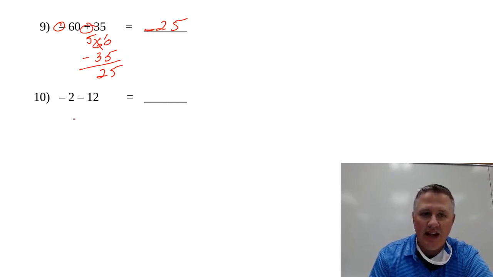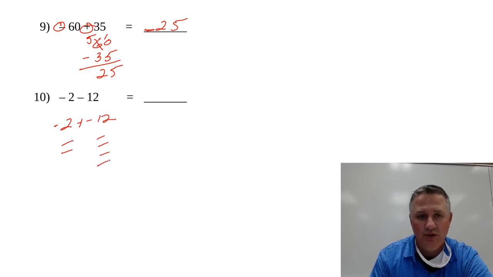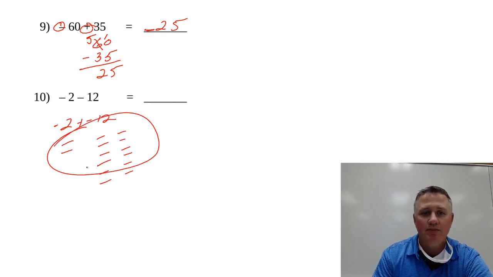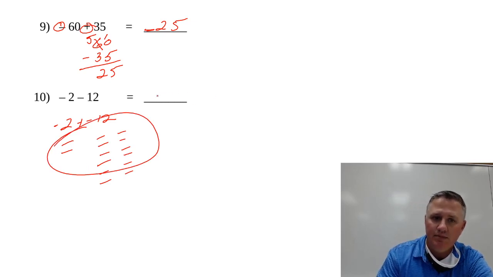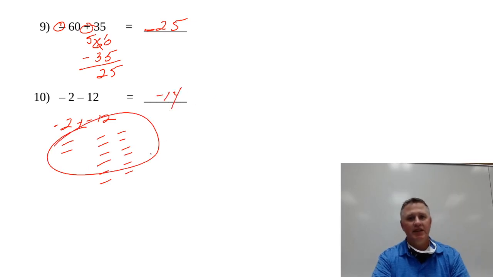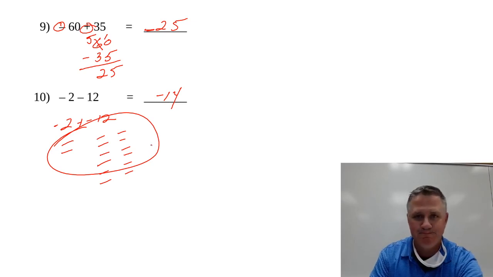Here's that negative. I spend 2, I spend 12. Add the negatives. If I showed you here, 1, 2 negatives. 1, 2, 3, 4, 5, 6, 7, 8, 9, 10, 11, 12. They're all the same, right? So if they're all the same, you add them. I have 14 negatives. There's no canceling going on, right?